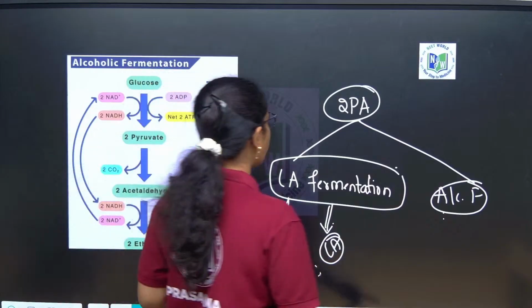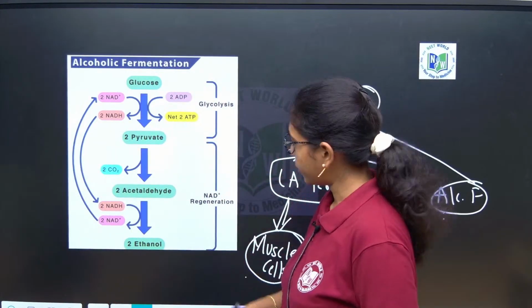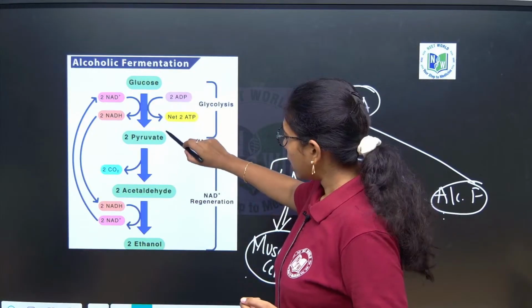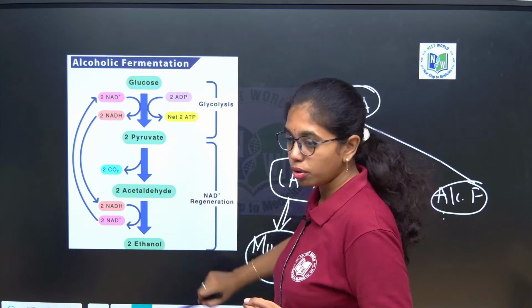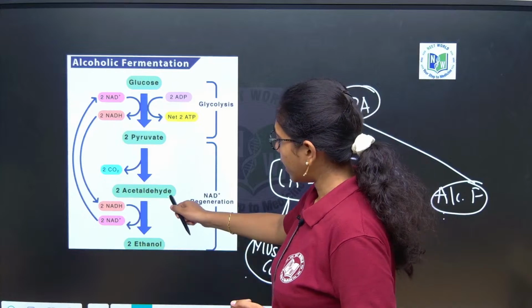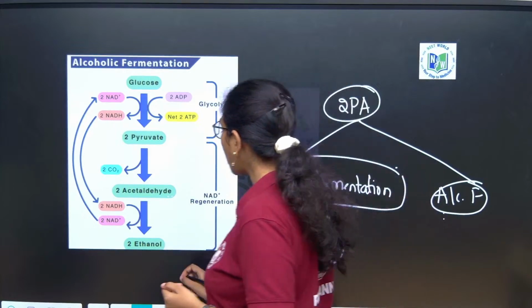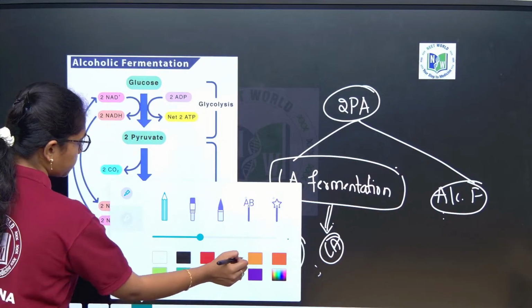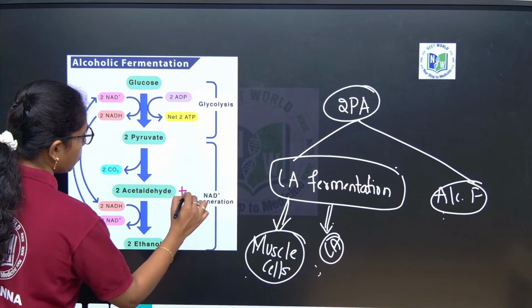So, now if we have to see alcoholic fermentation clearly, till here we know, from glucose to pyruvate. This is first converted to acetaldehyde and then to ethanol. Ethanol, and here acetaldehyde and carbon dioxide are being formed, plus CO2.